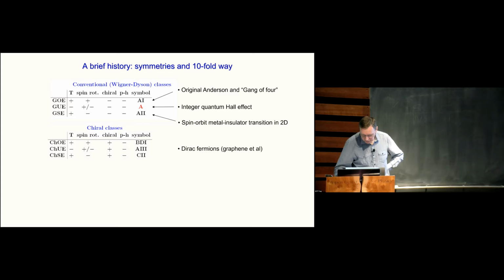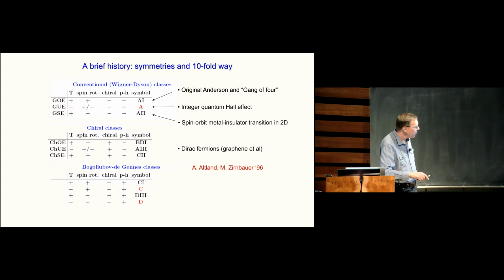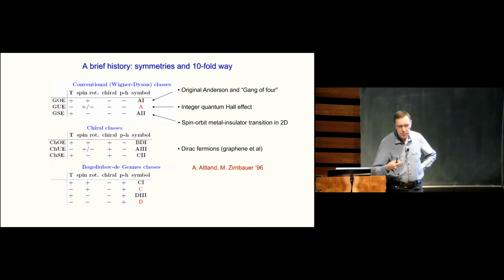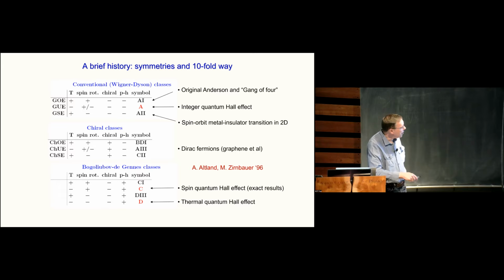Finally, the crucial contribution came from Altland and Zirnbauer in 1986, who realized one can also study the behavior of quasi-particles in superconductors at the mean field level. That introduces four new symmetry classes, with their own interesting transitions. And these 10 classes comprise the full symmetry classification. It was rigorously proven that there's nothing else. Okay, that's it.